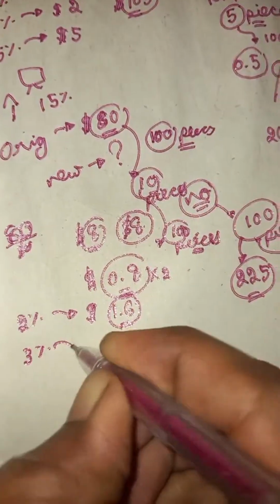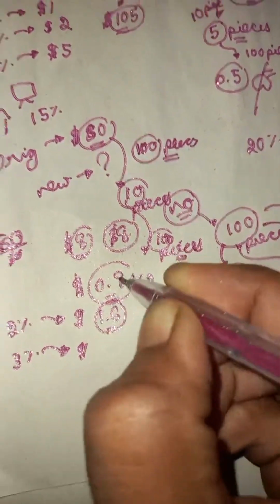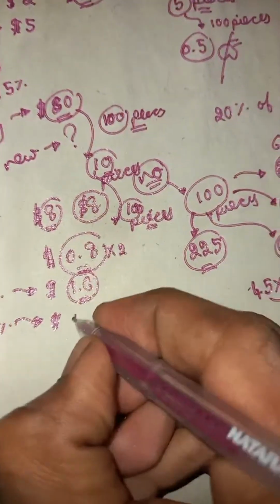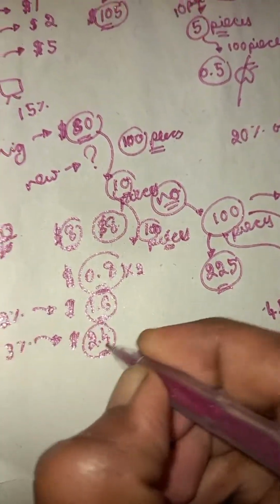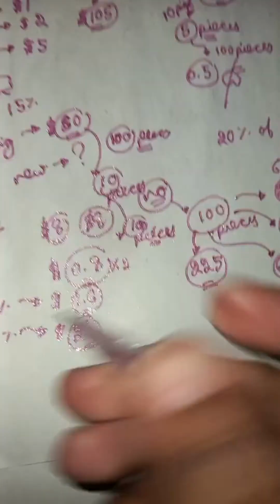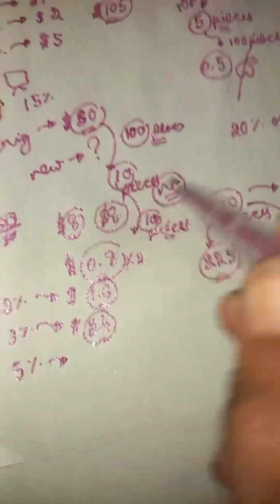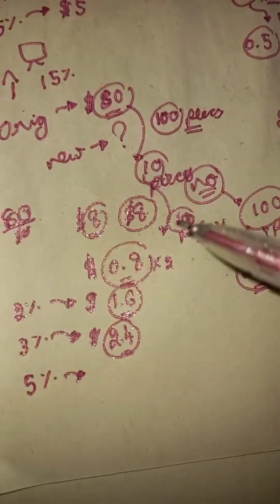Or if you take out 3%, it is going to become 0.8 times 3, or 8 times 3 is 24, so it is 2.4 bucks. Now you need to find out 15%. So let's find out what is 5%, or 5 parts of the 100 pieces.